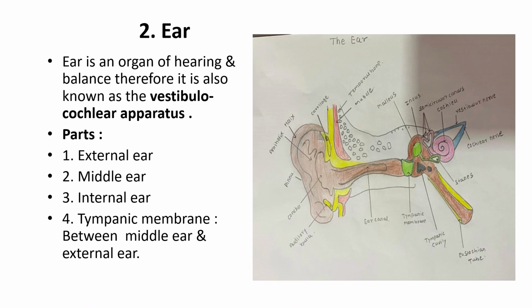The second sensory organ is the ear. It is the organ of hearing and balance, and it is also called the vestibulocochlear apparatus. The parts of the ear are the external ear, middle ear, and internal ear, and the tympanic membrane, which is present between the middle ear and the external ear.